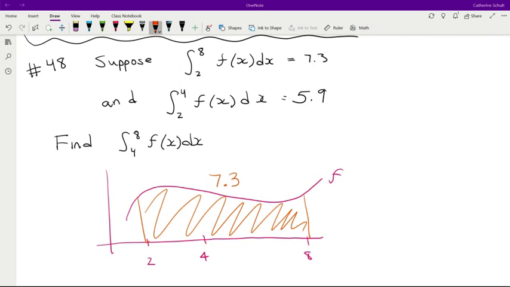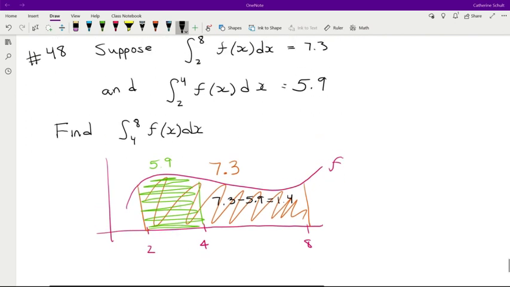All right, what else are we given? We're given that 2 to 4 is 5.9. And they want us to find 4 to 8. All right, and when we sketch out a picture, it kind of pops out at us, right? We can just take this whole 7.3 and subtract the part, 5.9. Okay, so perhaps we can see that this is just going to be 7.3 minus the 5.9. All right, so 1.4.